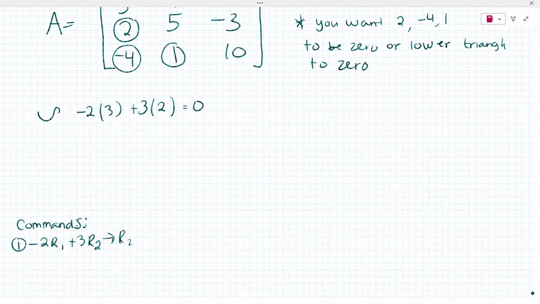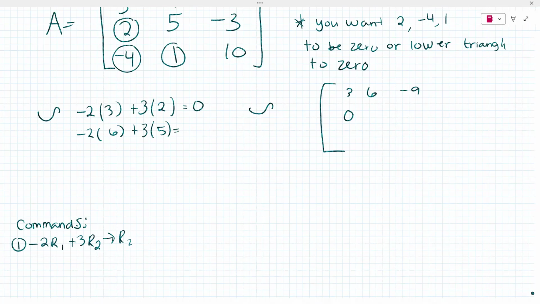And then the next number in row 2 is here. So the first row stays the same, 3, 6, -9. But the second row changes. So the first number in row 2 is now going to be 0. Now continue the process. -2 times the second number in row 1, which is 6, and then plus 3 times the second number in row 2, which is 5.